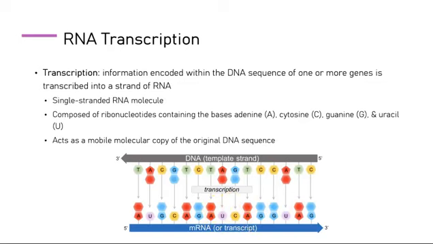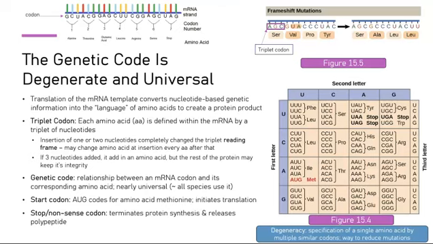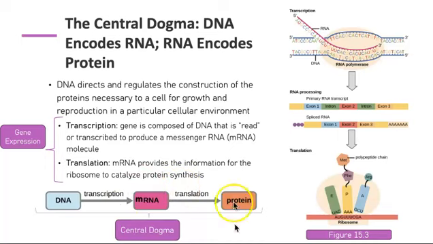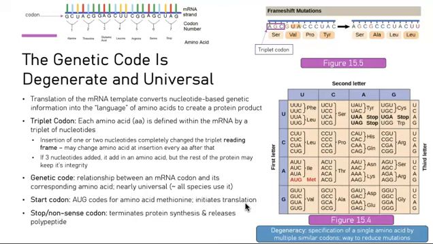Next, let's talk about the genetic code. It is a degenerate and universal code. So first, let's think back to our central dogma, where we mentioned that that mRNA is going to be translated into a protein. And in order to do that, we have to convert a nucleotide-based genetic information into a language of amino acids. So you can see this table over on the right-hand side.